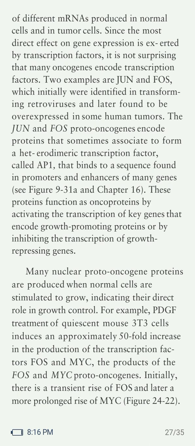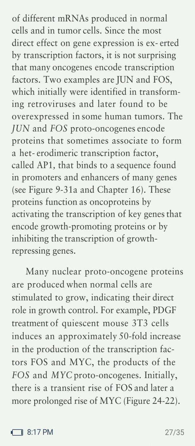The JUN and FOS proto-oncogenes encode proteins that sometimes associate to form a heterodimeric transcription factor called AP1 that binds to a sequence found in promoters and enhancers of many genes. These proteins function as oncoproteins by activating the transcription of key genes that encode growth-promoting proteins or by inhibiting the transcription of growth-repressing genes.